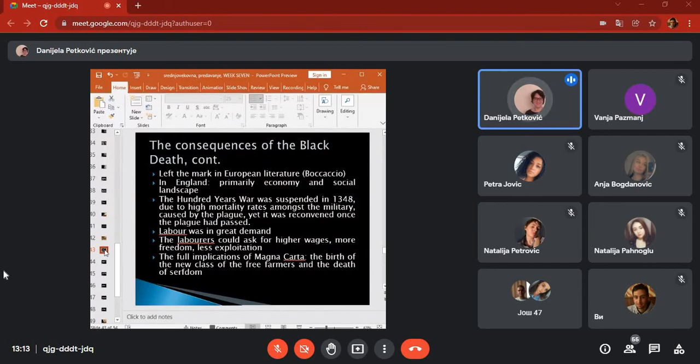However, there were some positive outcomes for those who survived, obviously. It left its mark in European literature. Boccaccio, for instance, wrote about it in the Decameron, which is precisely the story of people who take shelter from the plague and tell stories. In England, you do not have much of that plague literature, so to speak, left.